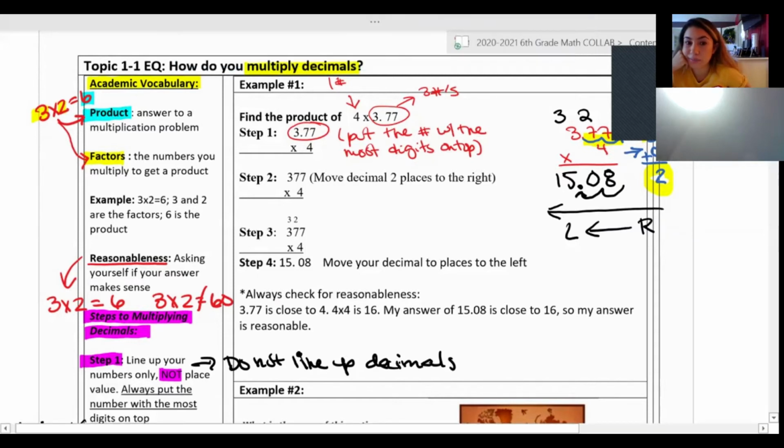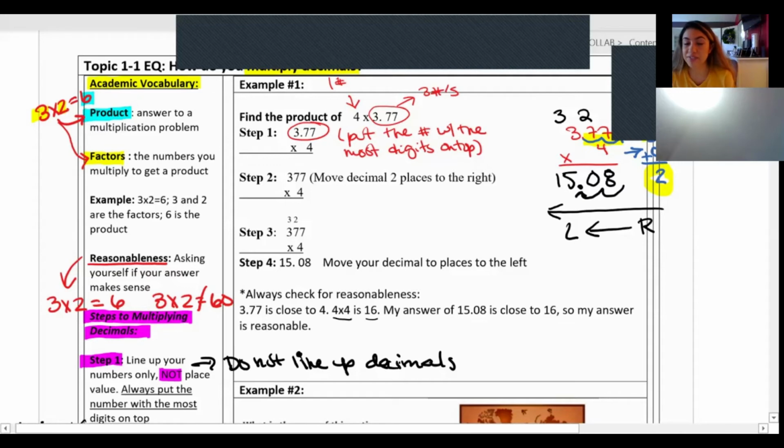That is our product. We're going to check for reasonableness now, because 3 and 77/100ths is close to 4. We're going to multiply 4 times 4, which is 16. Our answer is 15 and 8/100ths. This is within that one value, close to 16. So our answer is reasonable.